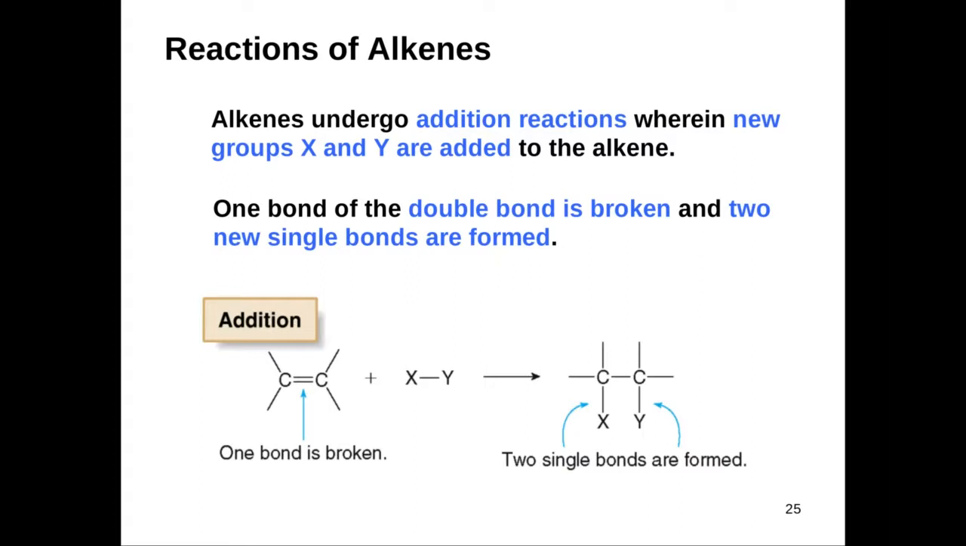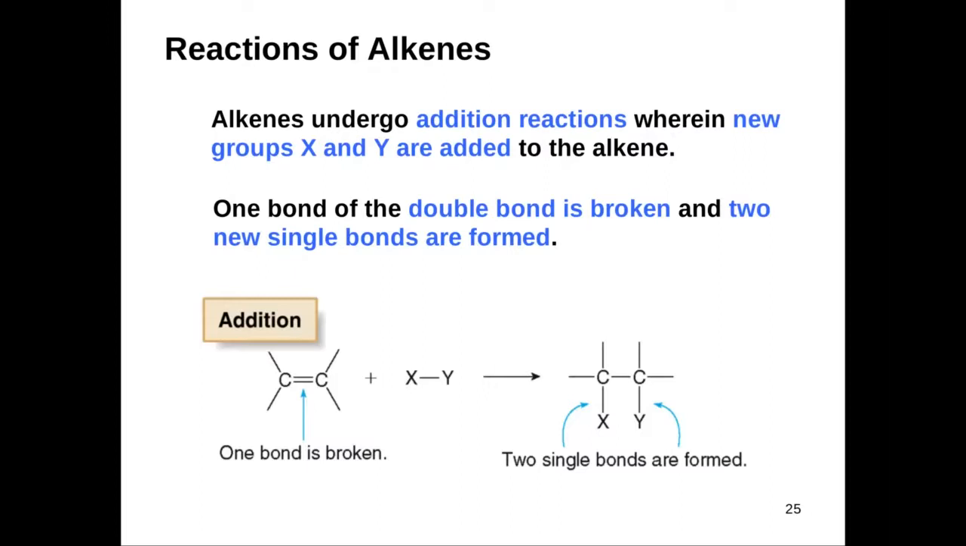But alkenes, alkynes, very much like alkanes, serve function in your average everyday life. Now, alkenes do react with things, so they're not biologically inert, and they typically undergo what we call addition reactions. You should recall that from Principles of Chemistry 1, where you add some form of group, in this case designated XY, to the alkene. Now, what typically happens is one bond of the double bond is broken and two new single bonds are formed.